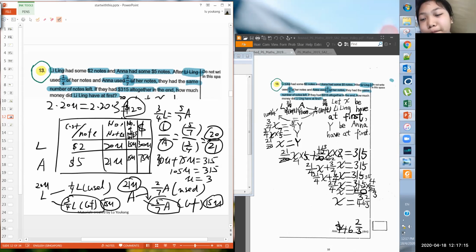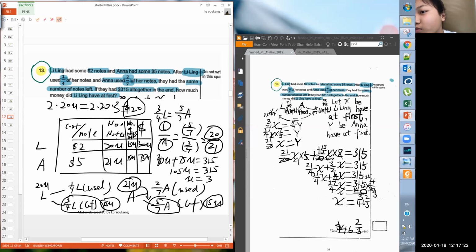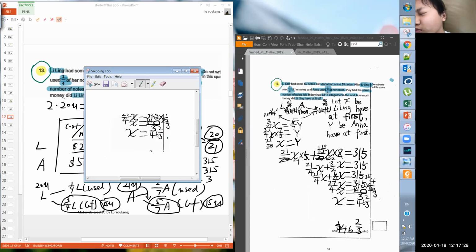Okay? And by the way, when your answer, right? Can you see your answer? When your answer is 46 and 2/3, right? You should question yourself. 你应该问自己，不可能。OK，很大机会是错的。So next time when you get a fraction, you should question yourself. Okay?